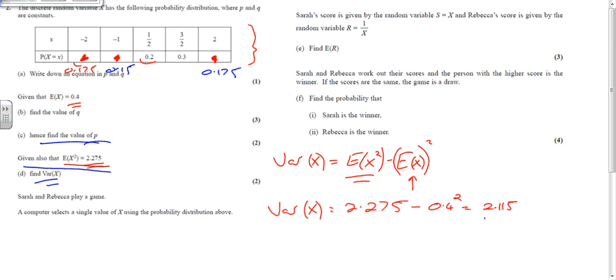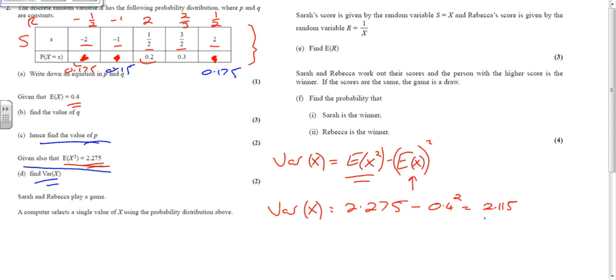So continuing on this question, Sarah's score is given by the random variable S equals X. Therefore Sarah's score is going to be -2, -1, a half, 3 over 2, and 2. And Rebecca's score is given by the random variable 1 over X. So if we write them above, Rebecca's score is going to be minus a half, -1. 1 over a half is going to be 2. 1 over 3 over 2 is 2/3. And 1 over 2 is going to be a half.